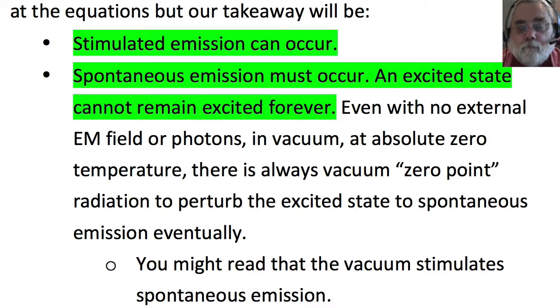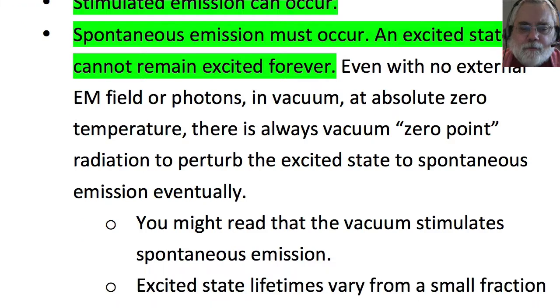Stimulated emission can occur. Spontaneous emission must occur. An excited state cannot remain excited forever. The ground state can remain forever, but an excited state cannot remain excited forever. Even with no external electromagnetic field or photons, in a vacuum at absolute zero temperature, there's always vacuum zero-point radiation that can perturb an excited state into spontaneous emission eventually. You might read that the vacuum stimulates spontaneous emission.